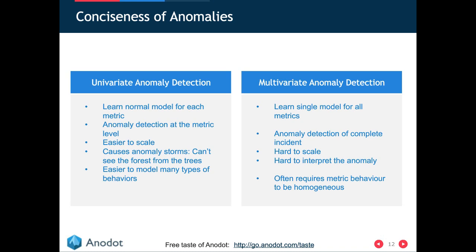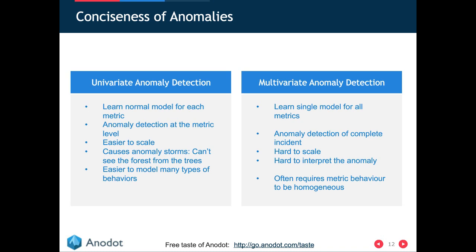So univariate anomaly detection, you basically learn the normal model for each one of your metrics, and then anomaly detection is done at the metric level. So I'm detecting anomalies for each individual metric by itself without correlating it to the others. The advantage is that it's very easy to scale, because you're basically learning each time series by itself. But when there is an issue, it often causes an anomaly storm.